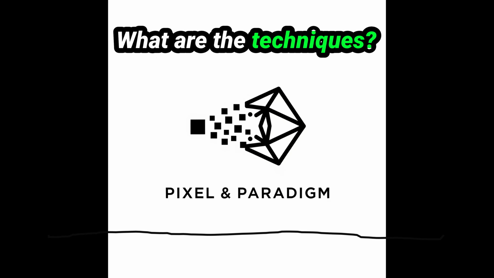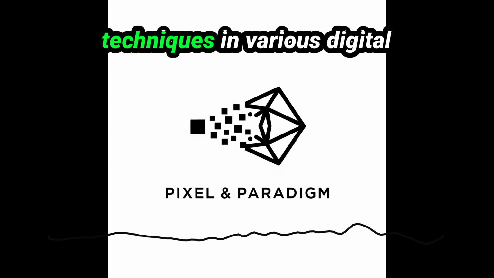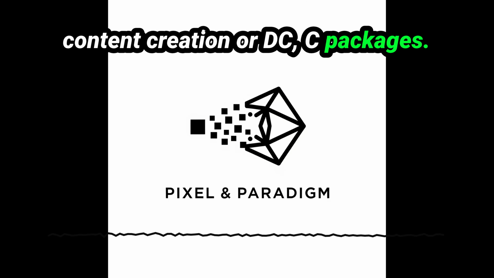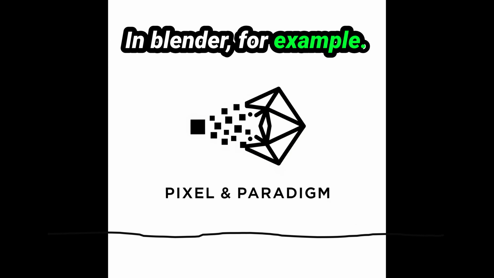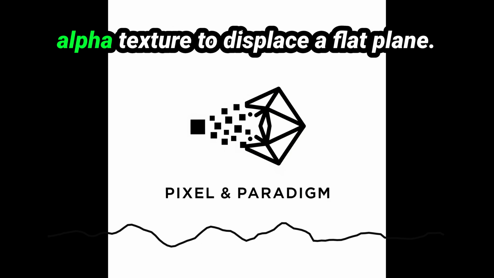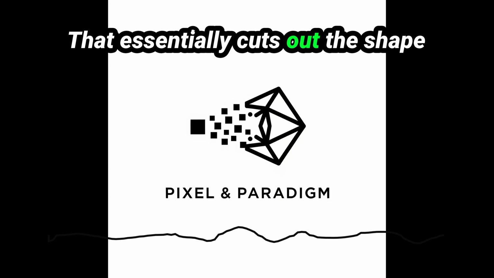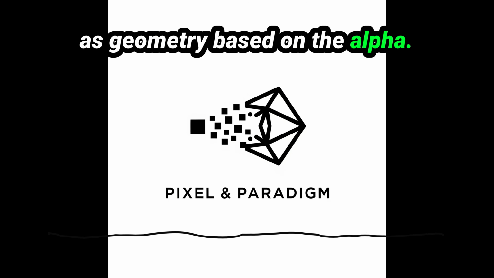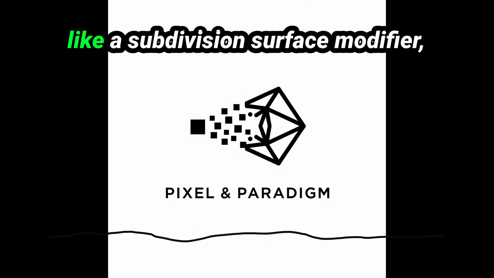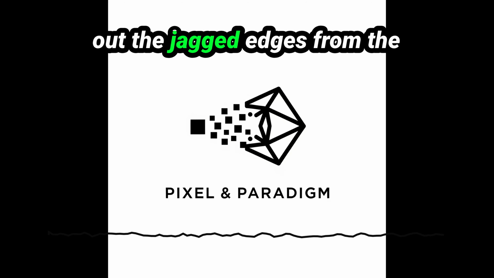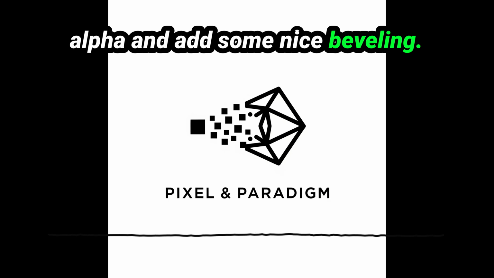Yeah. What are the techniques? There are several established techniques in various digital content creation, or DCC, packages. In Blender, for example, a common approach involves using the alpha texture to displace a flat plane. That essentially cuts out the shape as geometry based on the alpha. You would then likely add something like a subdivision surface modifier, maybe 2 iterations, to smooth out the jagged edges from the alpha and add some nice beveling.